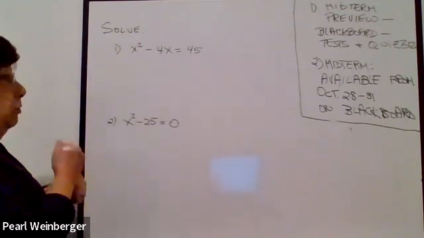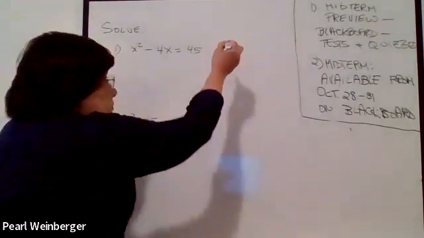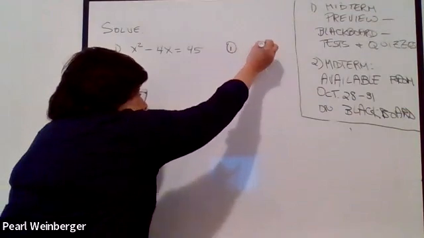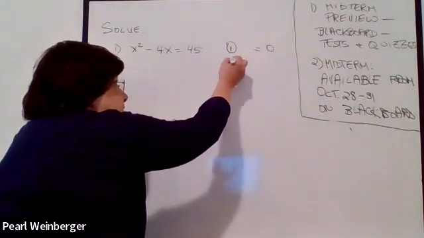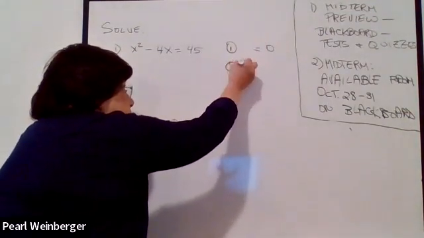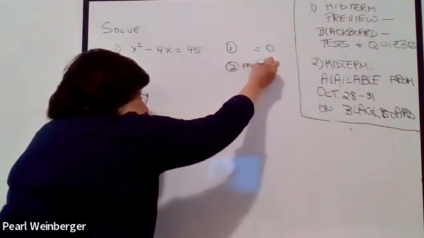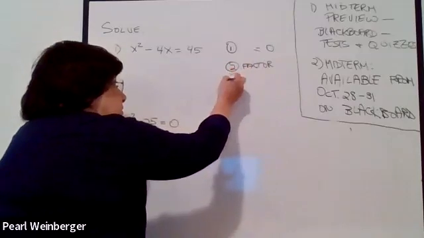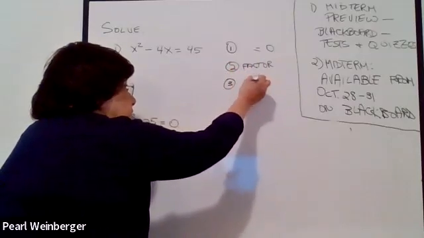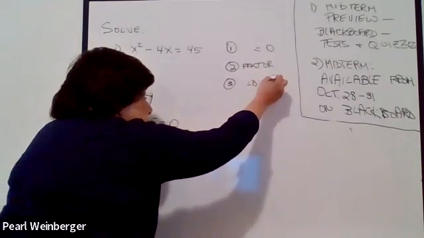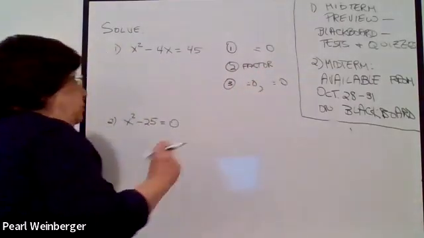And if you recall what we said, the first step is to get everything equal to 0. The second step is factor. And the third step is to take each of the factors individually and set each of those equal to 0 to find your final answer.